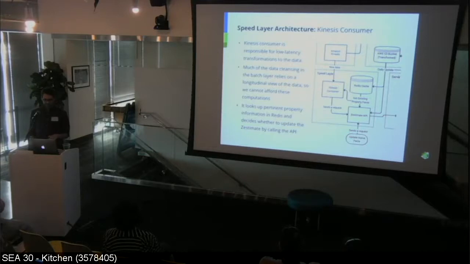And so in this case, the speed layer, what it's doing, it's reading the same data as the batch layer. That's the expectation in Lambda architecture. So we have a Kinesis consumer here, and there's a lot of different ways you could implement the consumer. So one of the big complaints about Lambda architecture is you're actually duplicating code.